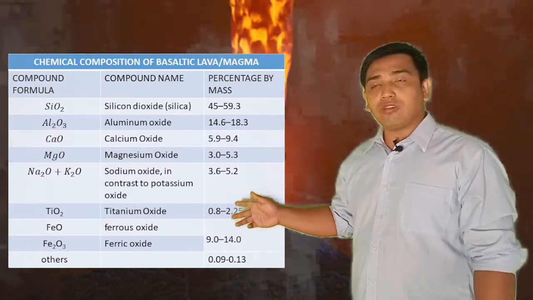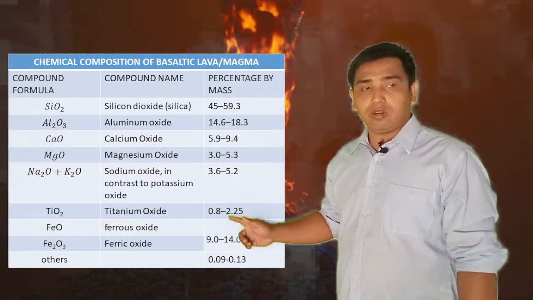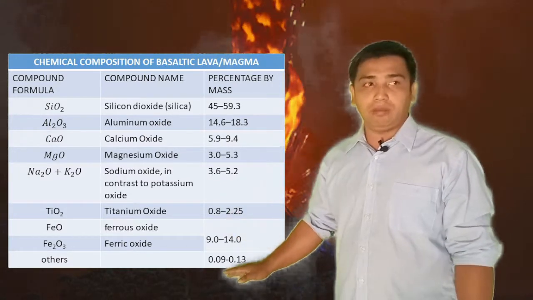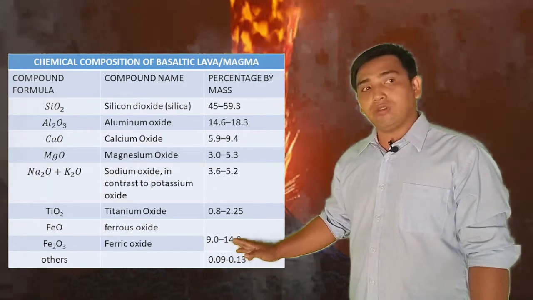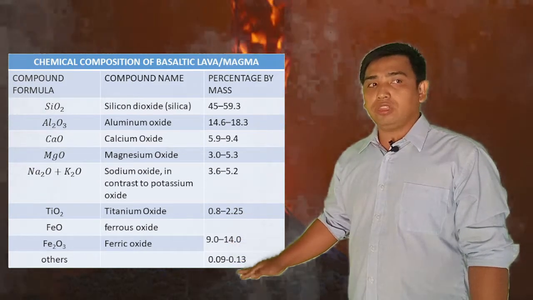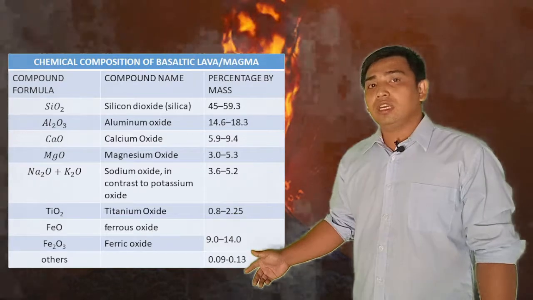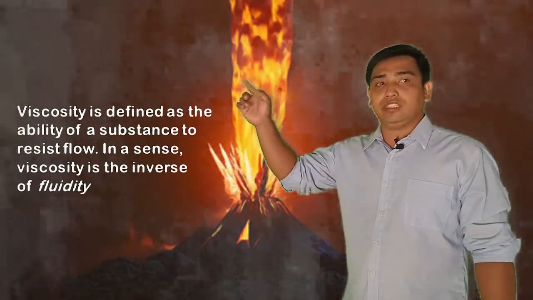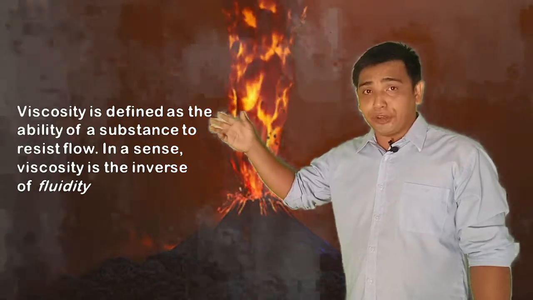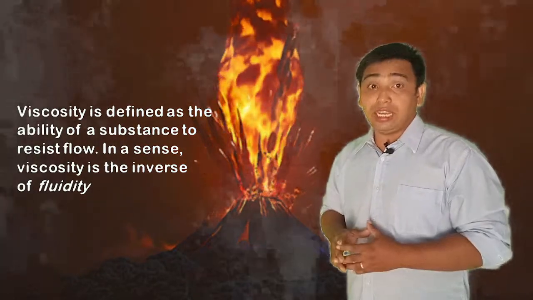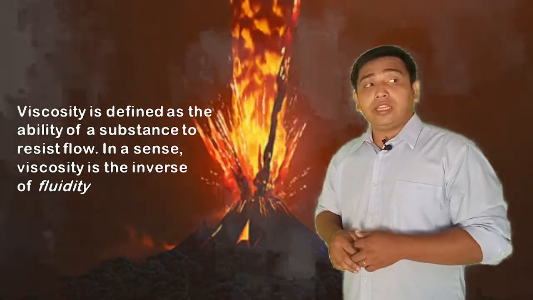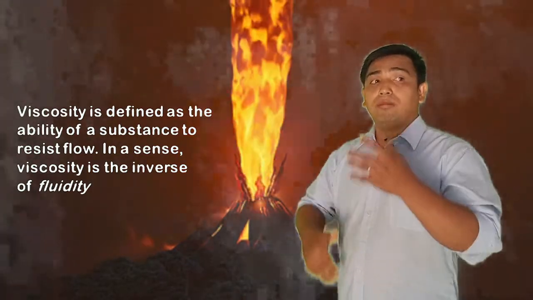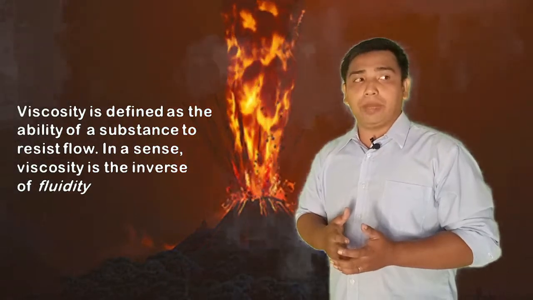We have ferrous oxide and we have ferric oxide, and the rest is very minimal, which is around 0.09 to 0.13% by mass. So the viscosity of the material is defined as the ability of the substance to resist flow, and this is related to the silica content. Meaning to say, the higher the silica content, the more viscous the lava will be.